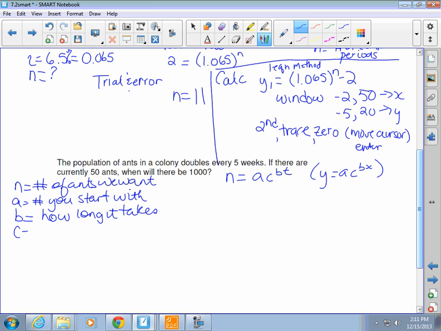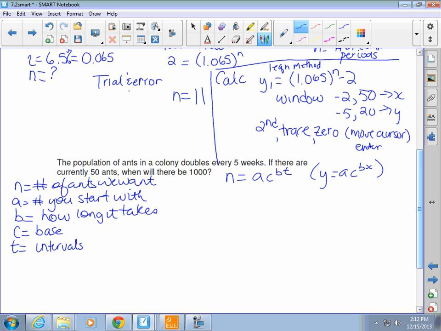C is just our base. And T is our intervals. So how often does this happen? In the money question, it was the number of periods. In the questions that we looked at in the other section, it was how long did it take for that half-life to happen? So it was in so many year intervals. So T is just your time in intervals. For this question, it was every 5 weeks.